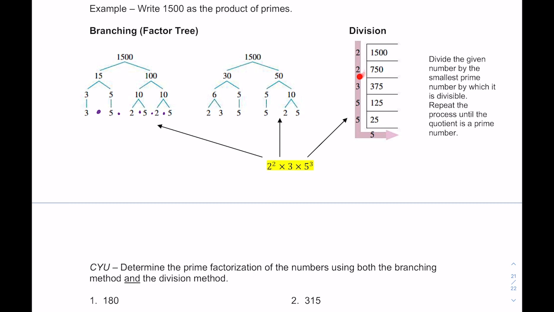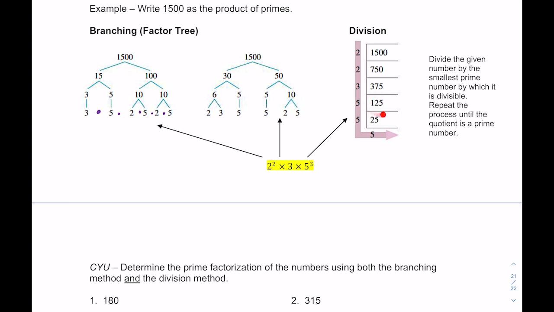Okay, I can divide 2 into 750. That would give me 375. Now, because it ends in a 5, it's odd. I know 2 will not divide into it. But if I add the digits, 3 plus 7 plus 5, 3 plus 7 is 10, plus 5 is 15. I know 3 can go into 15, so it goes into 375. 3 goes into 75 125 times. Okay, 1 plus 2 plus 5 gives me 8.